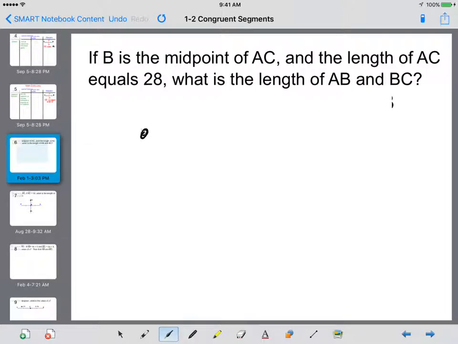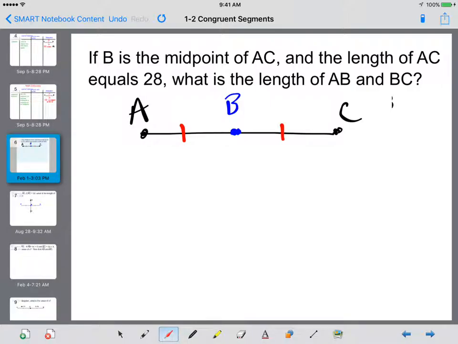Well, if I draw this segment, and B is the midpoint of AC, so here's A, here is C, and B is right in the middle. I'm doing my best to get it in the middle. There's B. Now if I make these tick marks, they mean that AB is the same length as BC. These are our congruent segment tick marks. So there are two segments that are the same.